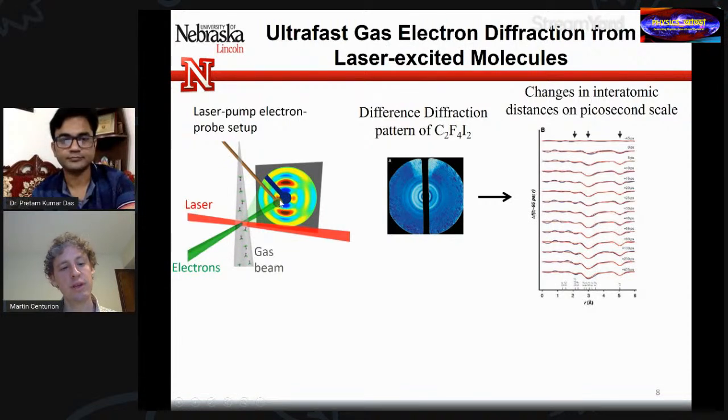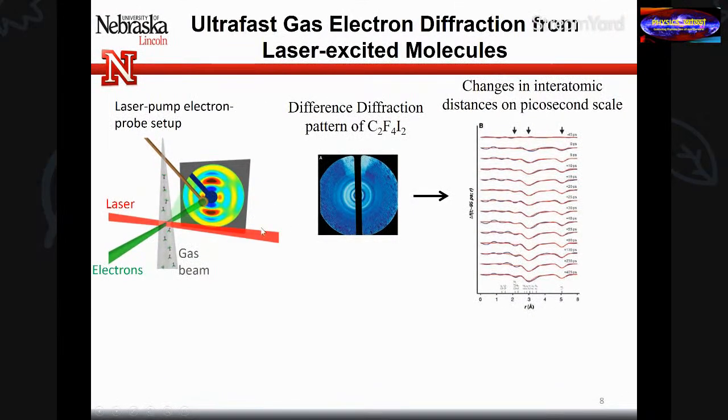So you excite with the laser, you probe with the electrons, and you record a scattering pattern. Then you change the relative delay between laser and electrons and do it again. You do this many times, and then you have many diffraction patterns, and each one is probing a specific time after the reaction was triggered. And now, because there's a lot of background in this signal, we generate a difference pattern.